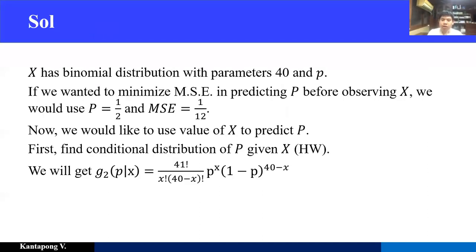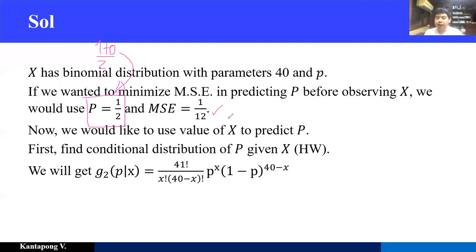So how do we find this one? The thing that we want is to minimize MSE in predicting P before observing X. If we want to predict P before observing X, we get the mean of the uniform, which is (1 plus 0) over 2, that is 1/2. The MSE is 1/12. We want to find the MSE for another purpose, but let's keep track of MSE and P.